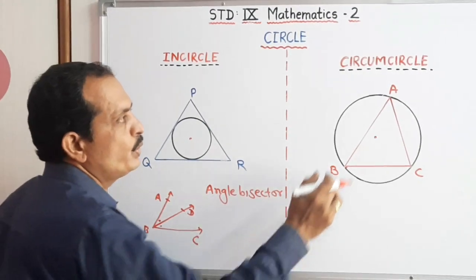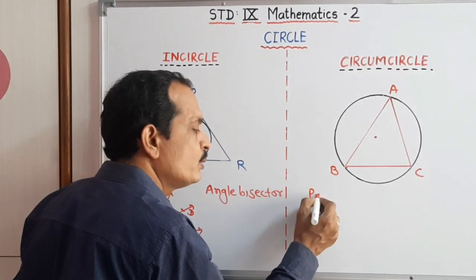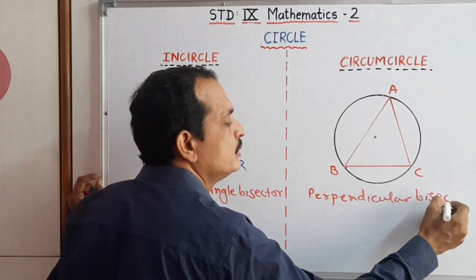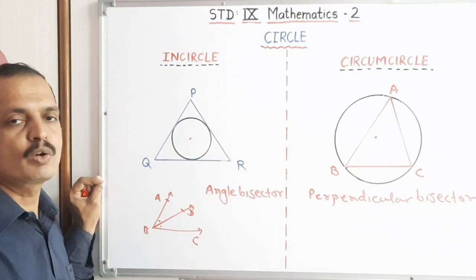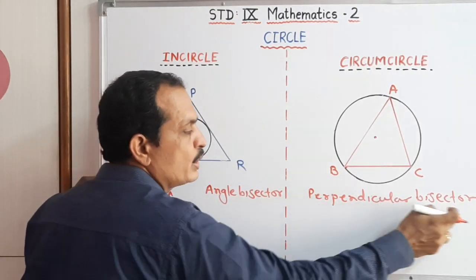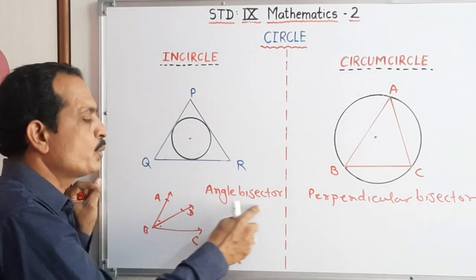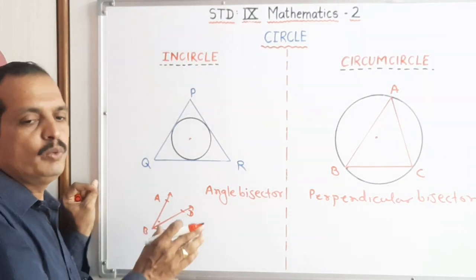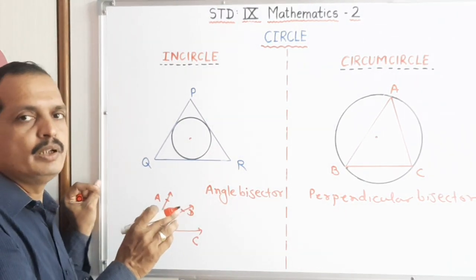And when we have to construct the circumcircle, we have to draw the perpendicular bisector of any two sides of a triangle. For the circumcircle, we have to draw the perpendicular bisector of any two sides of a triangle. And for the incircle, we have to draw the angle bisector of any two angles of a triangle. Generally, we draw the angle bisector of the base angles. That will be convenient to draw.